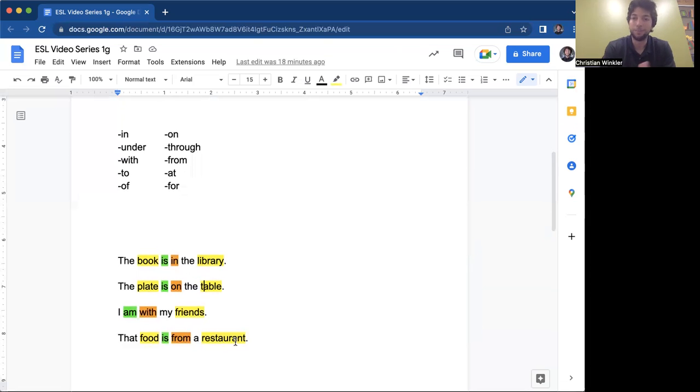And I'm not going to go into this much detail with the last two. I'll just read them out. I am with my friends. The food is from a restaurant, right? So we have relation. We know that I, in relation to my friends, I'm with them, and the food is from the restaurant, right? So that's prepositions.